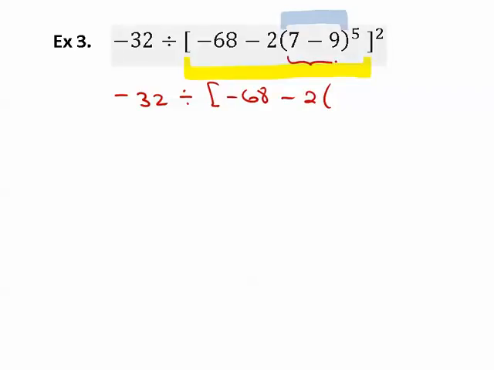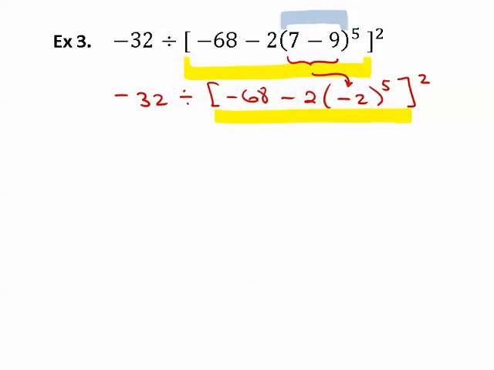Inside the parentheses now we can simplify 7 minus 9. 7 minus 9 is negative 2. We have that raised to the 5th power, a bracket, and then the 2 on the outside. So what we're going to do next is continue simplifying within the main brackets first. So inside the main bracket we have subtraction, multiplication, and the exponent going on.